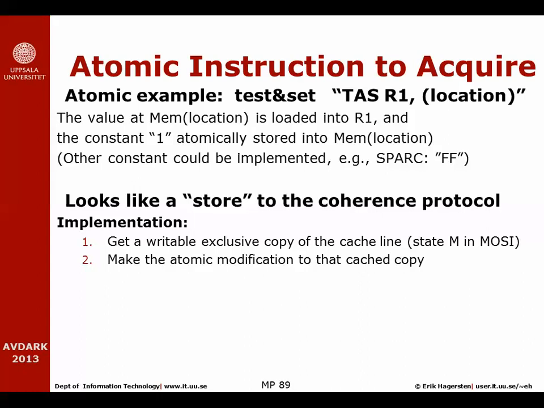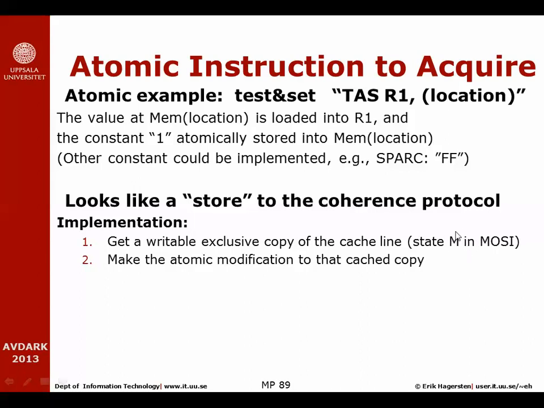So when one of these atomic operations is performed by the memory system, it looks like just an ordinary store or write operation to the coherence protocol. What happens here, in order for us to implement this atomic change to memory, is in two steps. First, the coherence protocol will get a writable exclusive copy of the cache line into the first level cache. In the MOSI protocol, it's state M that we want our cache line in.